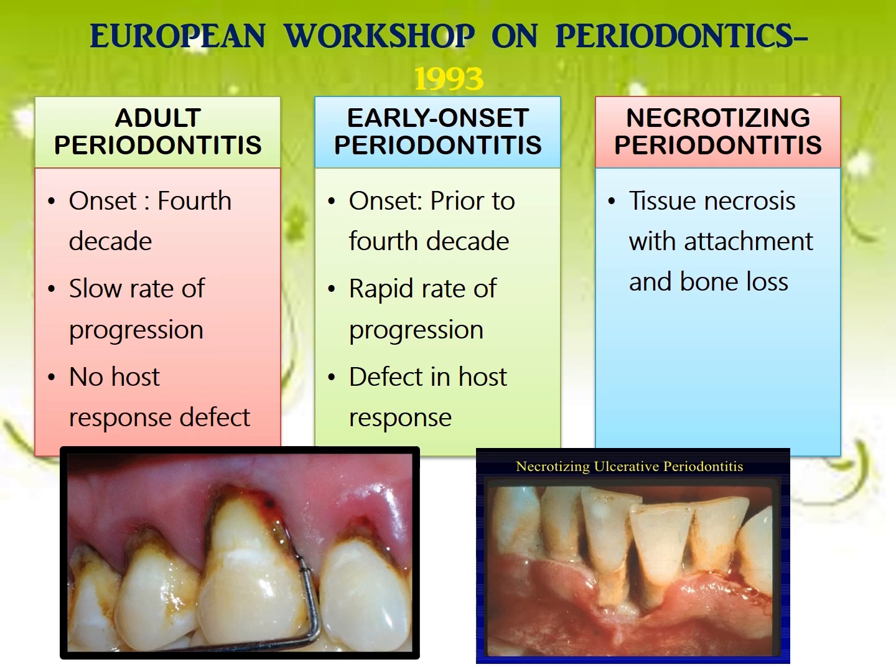Next, moving on to the classification given by the European Workshop on Periodontics in 1993. Based on this classification, periodontitis was classified into three main groups: adult periodontitis, early onset periodontitis, and necrotizing periodontitis. Adult periodontitis, the age of onset was the 4th decade, it had a slow rate of progression and no host response defect. Early onset periodontitis had an age of onset prior to the 4th decade with a rapid rate of progression and defect in the host response. Necrotizing periodontitis had tissue necrosis with attachment and bone loss.